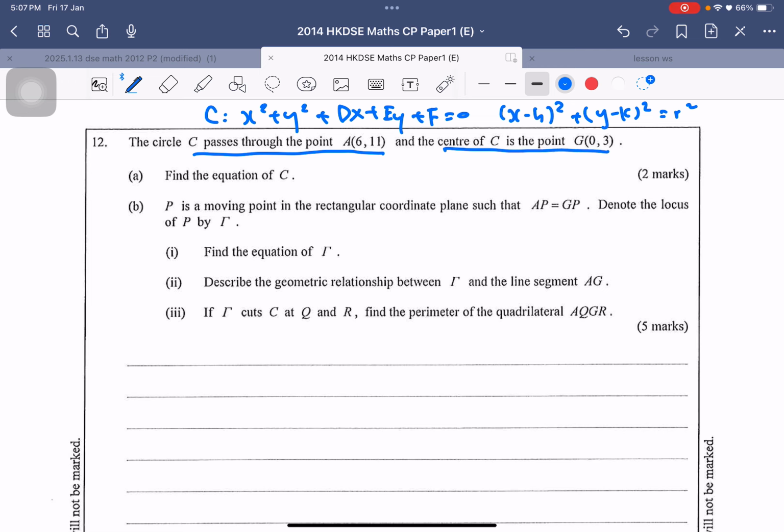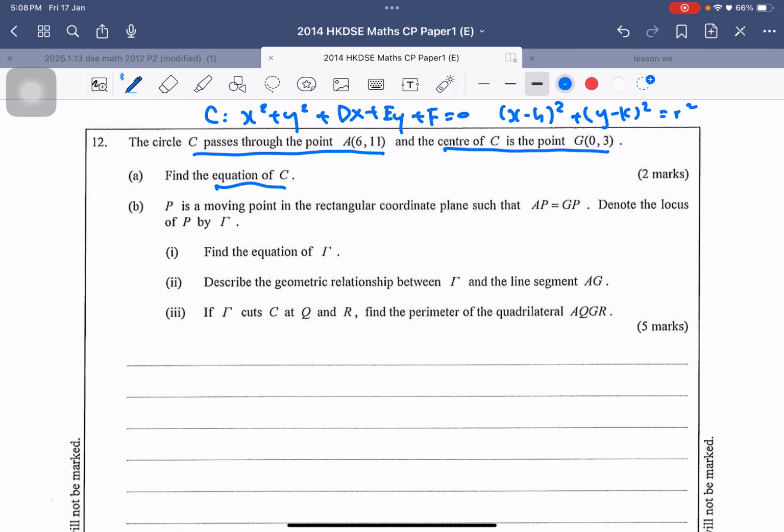Find the equation. Did you draw the graph? Anyone, when doing this question, do you draw the graph? Abby, do you draw the graph? No. Try to draw it out. For the circle equation, what you need to do is draw it out. Okay? So watch.